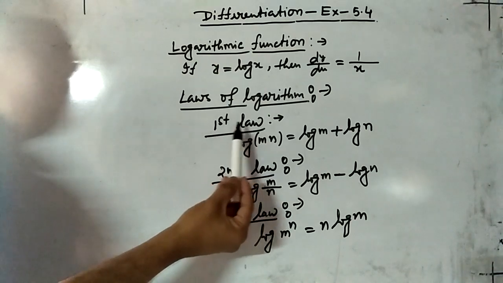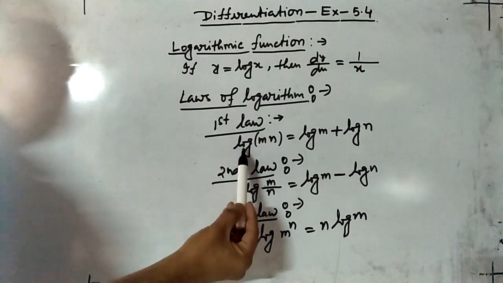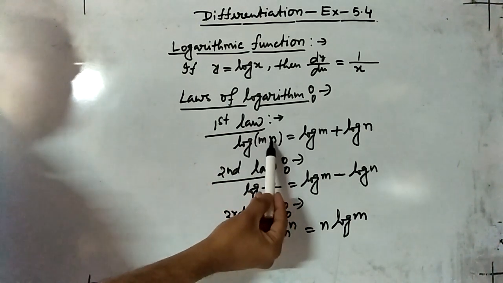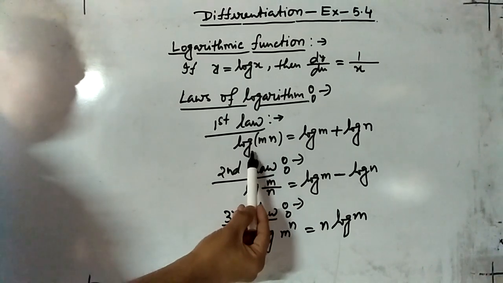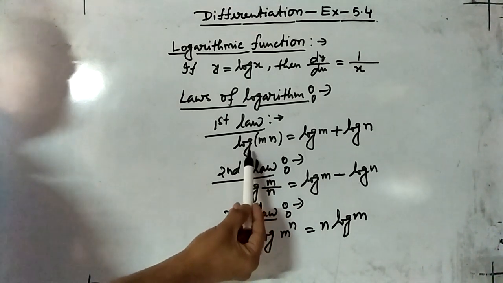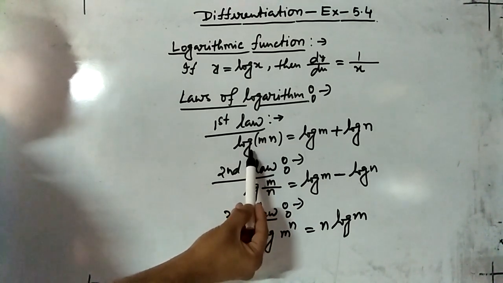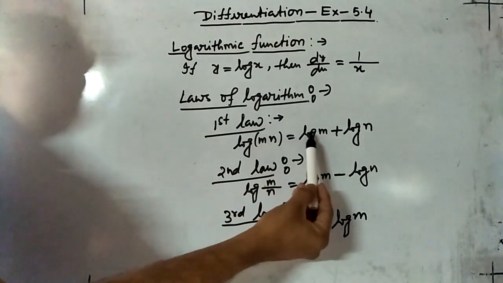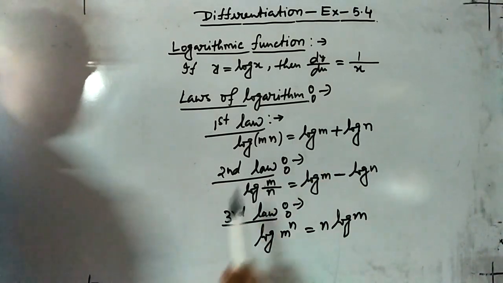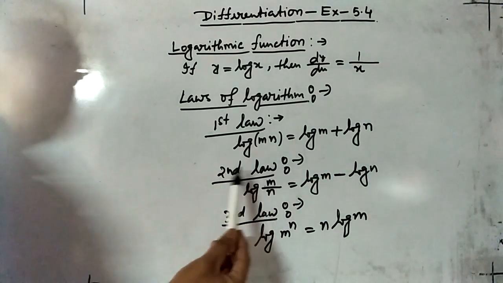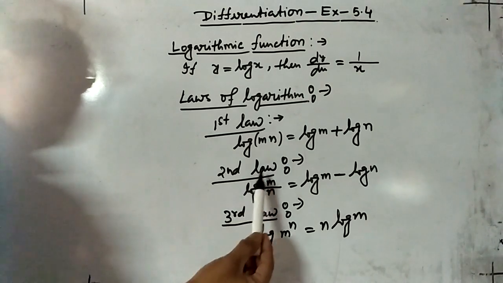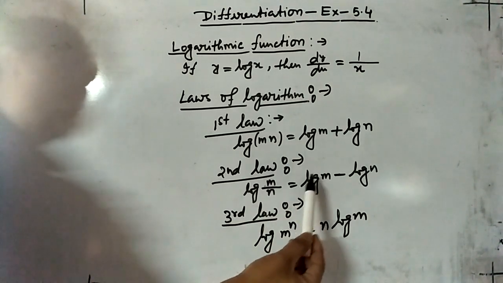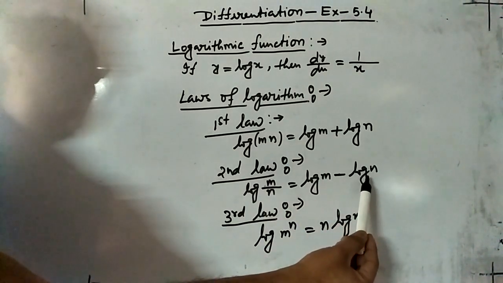Laws of logarithm. First law of logarithm is log (m into n) to the base e. In your NCERT book, in case of logarithmic function, the base will always be e, no need to write e. Okay, log (m into n) will be log m plus log n. Understood? Second law, log (m by n) equals log m minus log n.